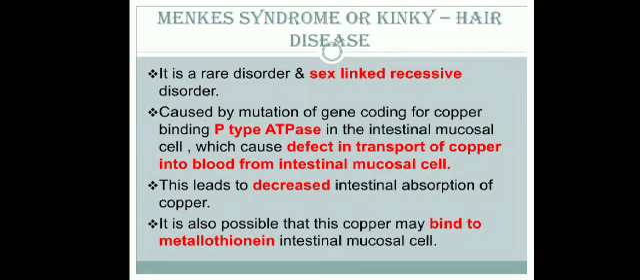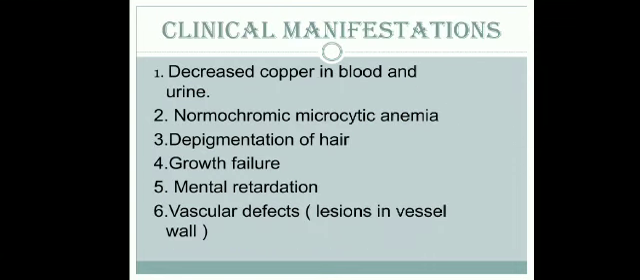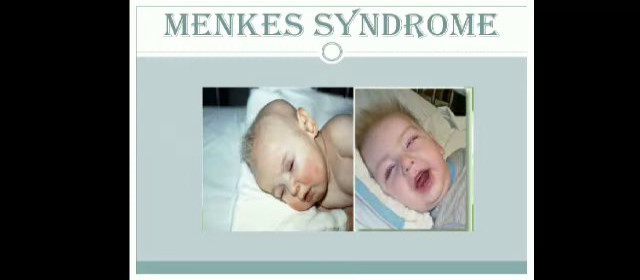This leads to decreased intestinal absorption of the copper. Hence, it is also possible that this copper binds to the metallothionein present in the intestinal mucosal cell, causing toxicity over there. Clinical manifestations include decreased copper in the blood and urine, normochromic microcytic anemia, depigmentation of the hair, growth failure, mental retardation, and vascular defects as there are lesions in the vessel wall due to collagen and elastin absence. These are the manifestations of this Menkes syndrome.